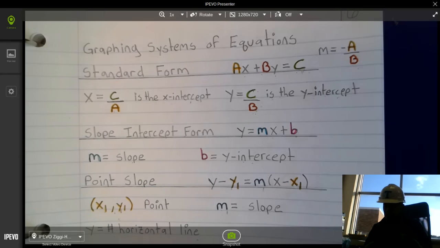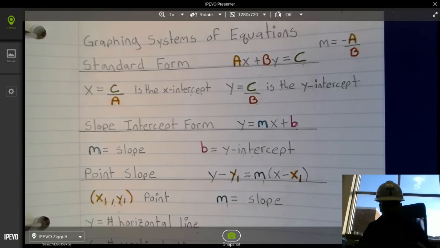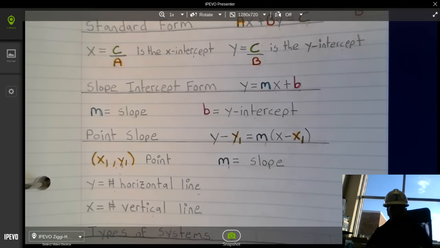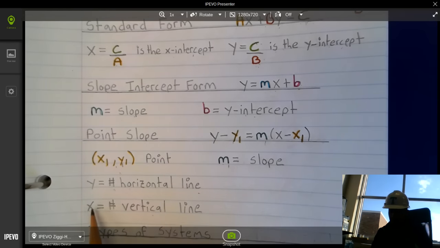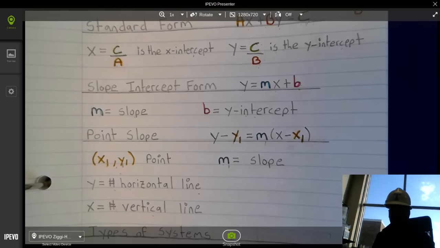So there are your general equation forms, but there are two more. When y equals a number, it's a horizontal line, and when x equals a number, it's a vertical line. I almost forgot, but these are going to be important. If you look at the assignment, you'll notice this concept will be important on at least one problem. Now let's move on to the types of systems.